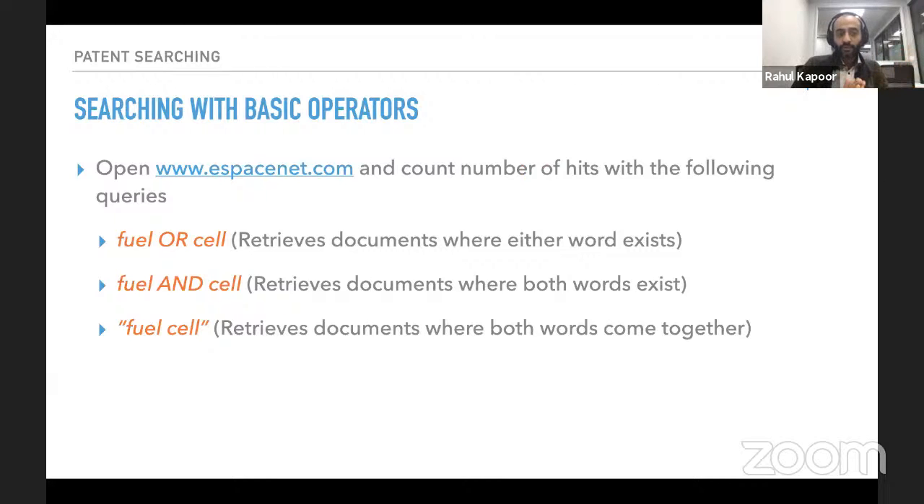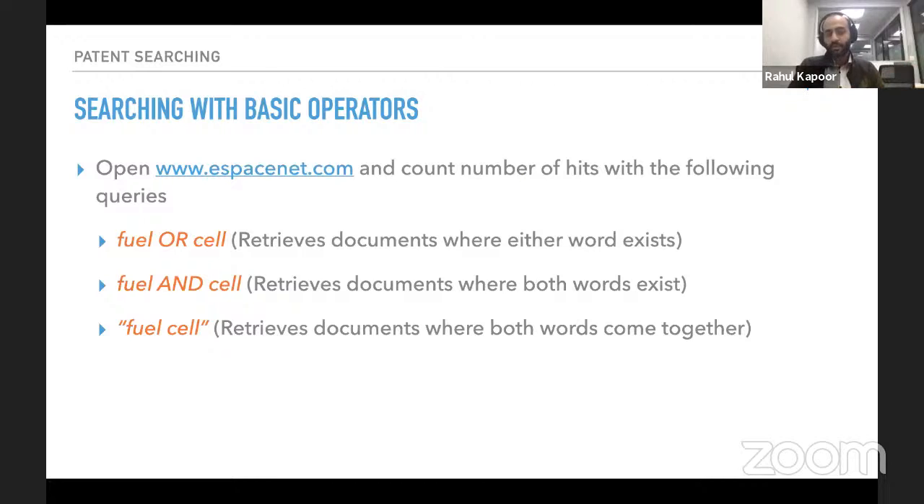I would like you to make these 3 searches on espacenet.com and just write on the chat how many hits you have got. Okay, that's the exercise. Just use espacenet.com, write the number of hits, and this will make you understand what these operators are.